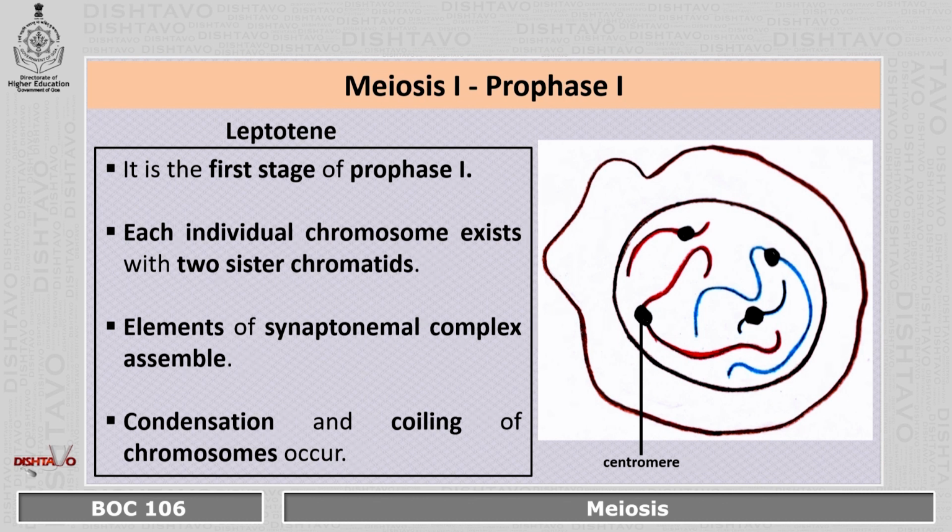Leptotene is the first stage of prophase 1. Each individual chromosome exists with two sister chromatids. Elements of the synaptonemal complex assemble. Condensation and coiling of chromosomes occur. This is the picture which shows the individual chromosome exists with two sister chromatids, and they are linked with the centromere in the center.